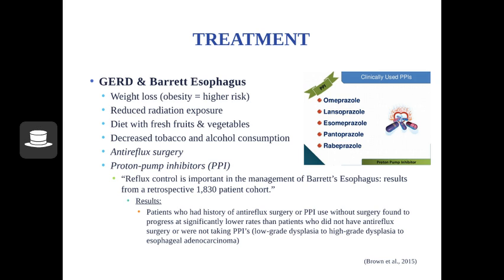In a research article by Brown et al., patients who had a history of anti-reflux surgery or PPI use without surgery were found to progress at significantly lower rates than patients who did not have anti-reflux surgery or were not taking PPIs. This progression is of low-grade dysplasia to high-grade dysplasia and eventually to esophageal adenocarcinoma.